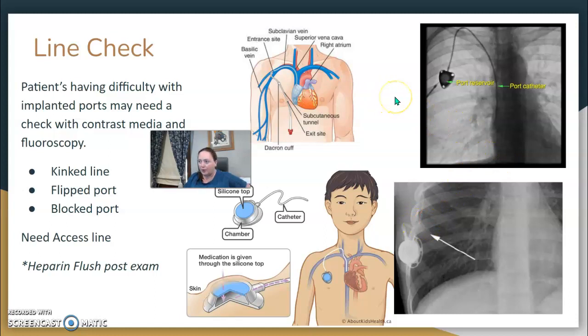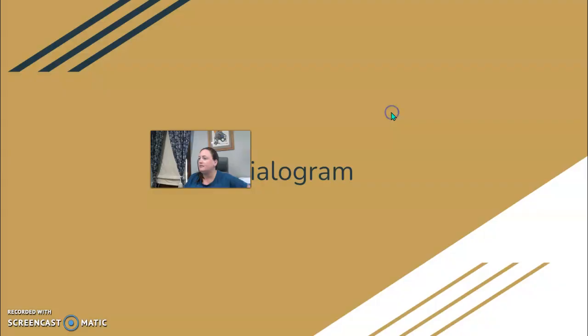Afterwards, our protocol, as far as I can remember, is that there has to be a heparin flush post-exam, and that one of the CT nurses would need to do that. Don't take me on my word there, because I haven't done one of these in quite some time. But so follow protocol and just ask if any post-exam heparin flush needs to be done.